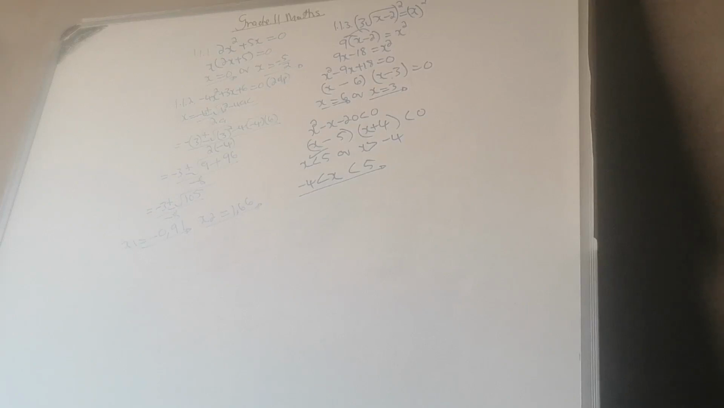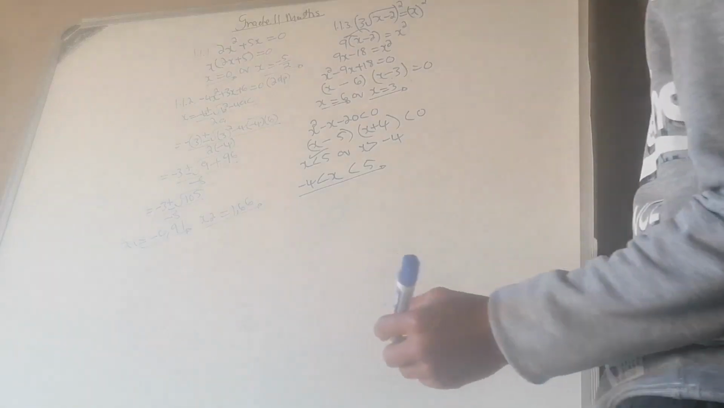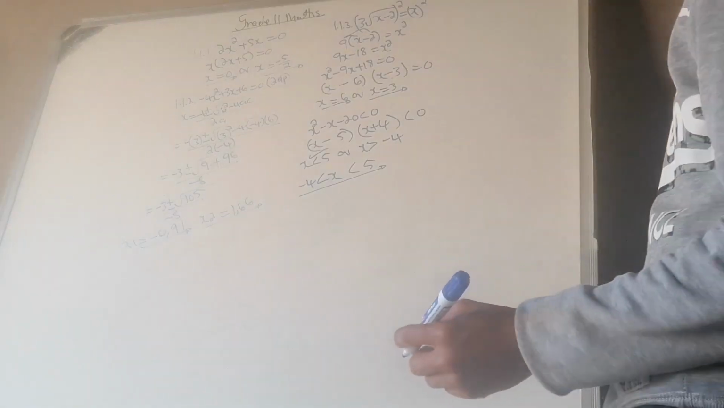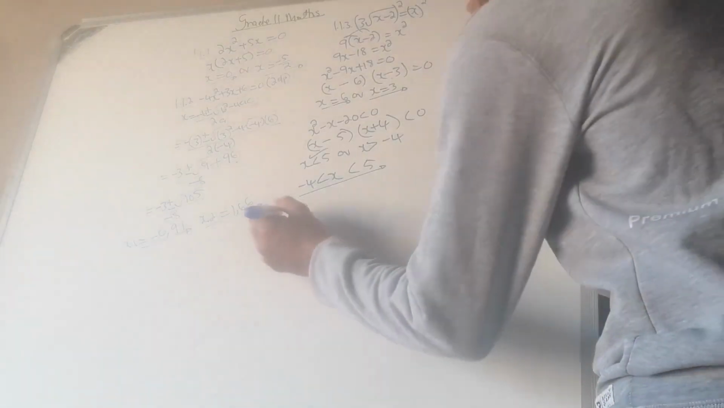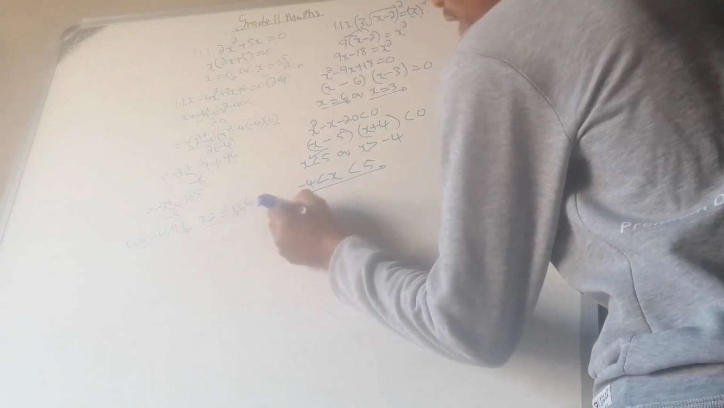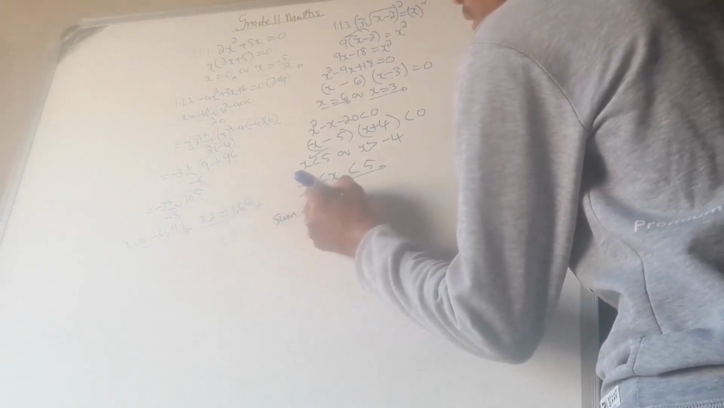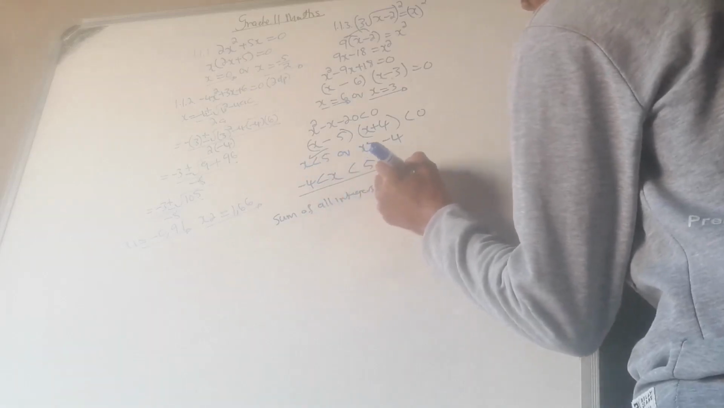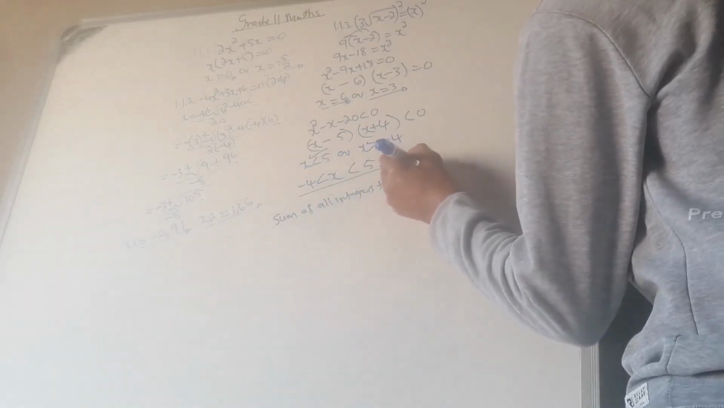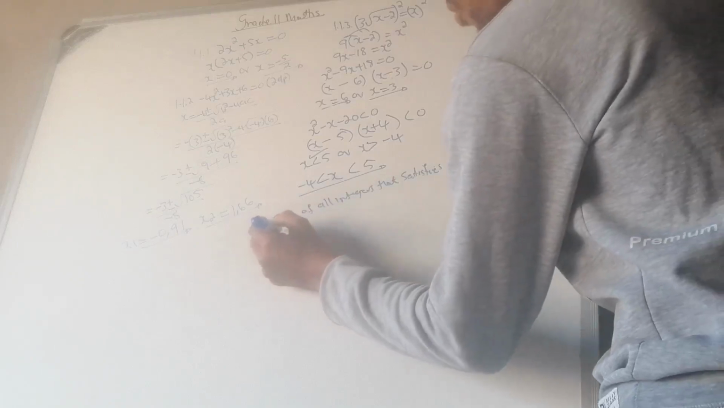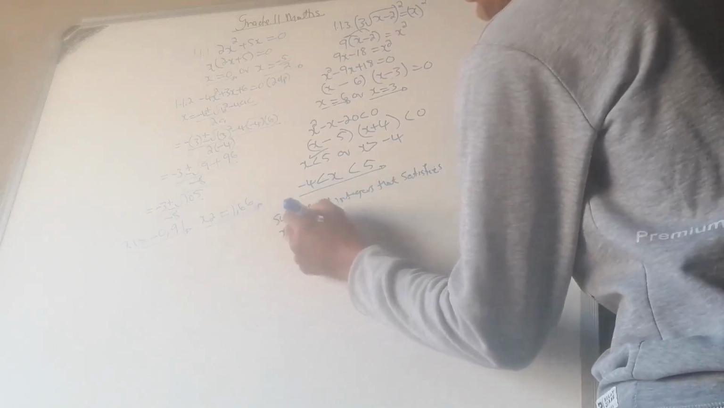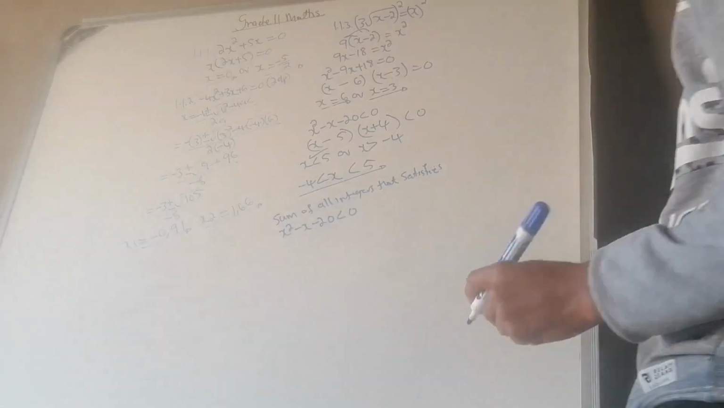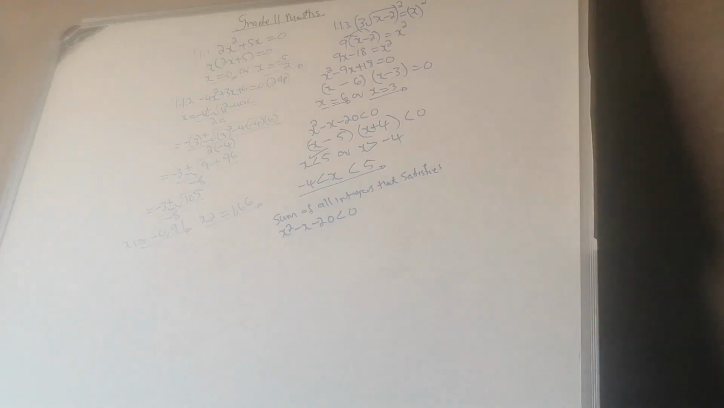Hence or otherwise determine the sum of all integers satisfying the inequality x squared minus x minus 20 is less than 0. Sum of all those integers that satisfy the inequality x squared minus x minus 20 less than 0.